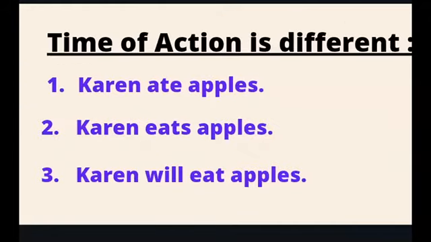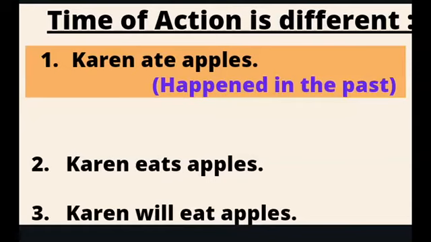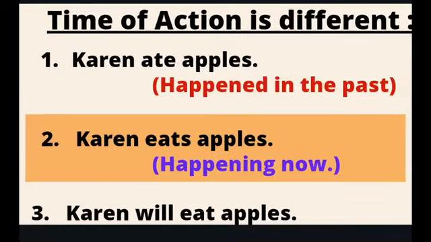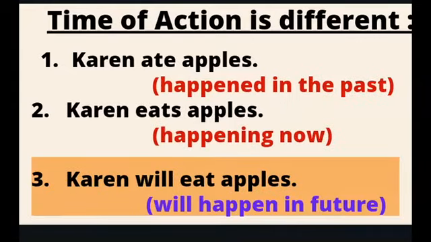So based on this, we can identify different types of tenses. Let us see how. The first one, Karen ate apples. Here, the action ate has happened in the past. Second sentence, Karen eats apples. Here, the action eats is happening now. And in the third example, Karen will eat apples. The action will eat will happen in future.